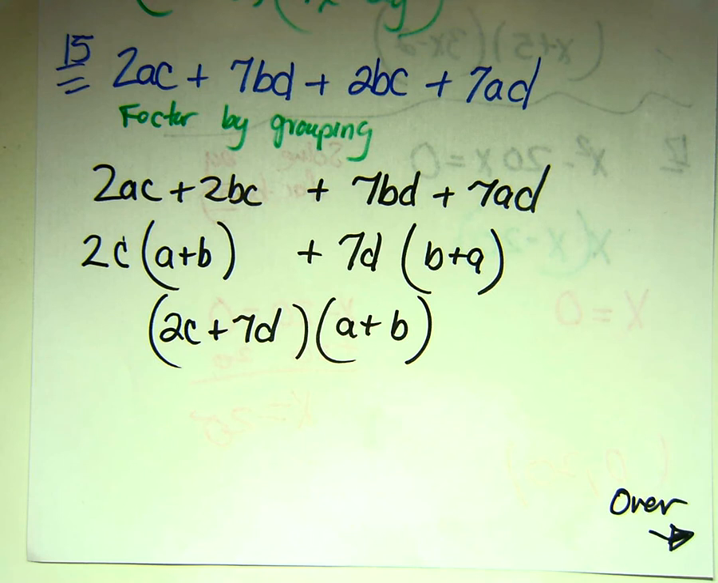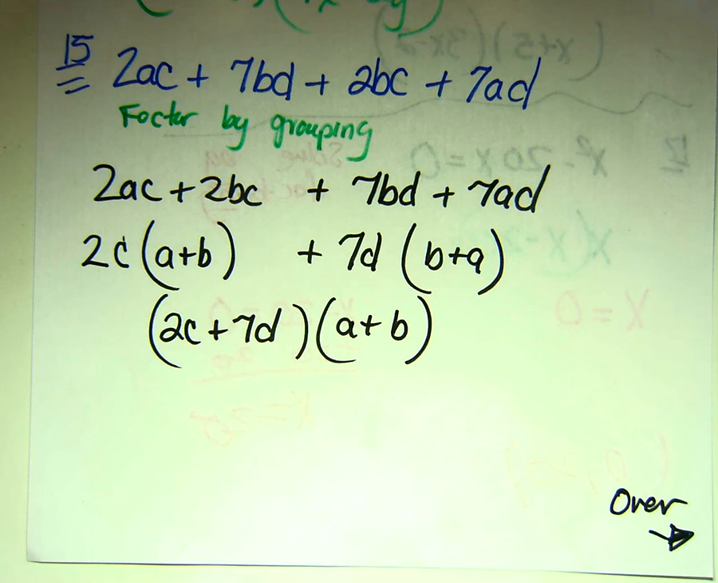So right here, we got a 2AC plus a 2BC plus a 7BD plus a 7AD. Here comes the factor. Both of them have 2's and C's. So I'm crossing out the 2's and the C's in this one. I'm going to rewrite it down here, hence the 2C. I'm left with an A plus B. So hopefully you can see that, the A plus B.